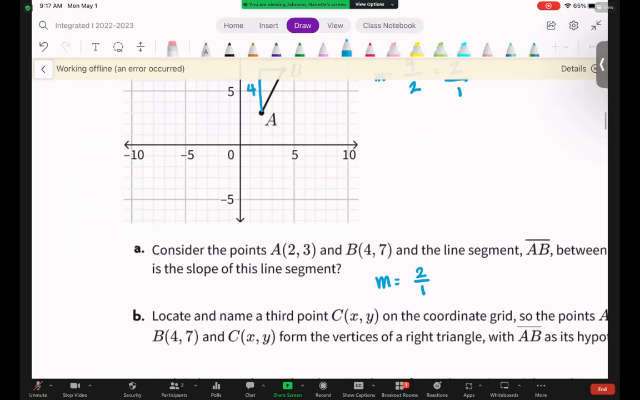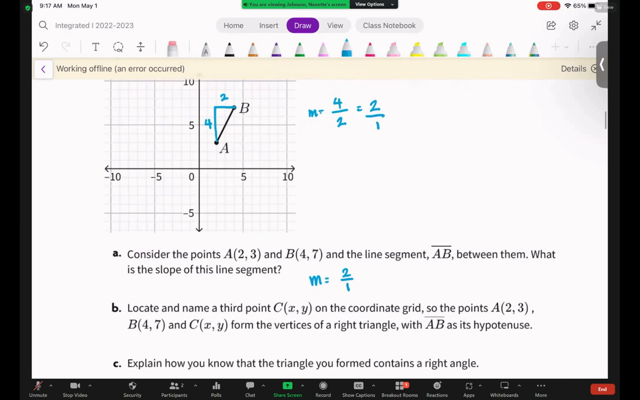It says locate and name a third point C, which you have to find, on the coordinate grid so that the points A, which is (2, 3), B, which is (4, 7), and C, which is (x, y), form the vertices of a right triangle where AB is the hypotenuse. So they just want you to find the point C where this is now a right triangle. And if you look, this is already a right triangle and this is the hypotenuse. So you can use this as your point C if you like, but that's not the only one. Can you find the other point that would make that a right triangle?